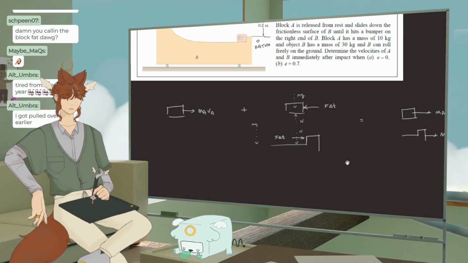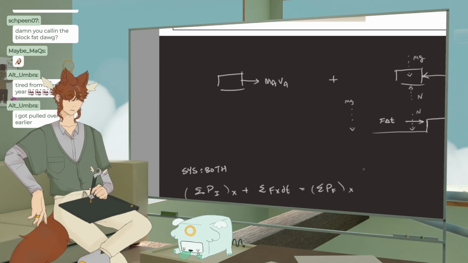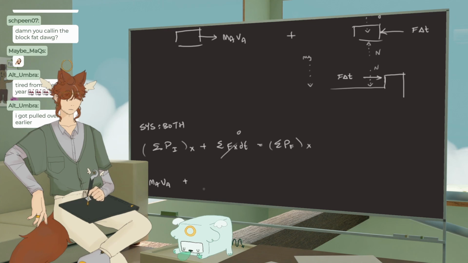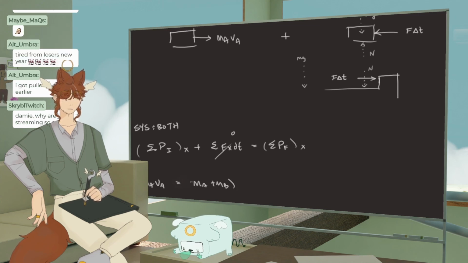Okay. So we need to write some equations. We're gonna do conservation, system both. We're gonna do delta pi x plus delta fx dt equals delta pf x. Alright, so we have MA VA plus nothing. I can't erase. Wait, it's okay. I can erase this way. That's not optimal, but it's okay. So MA plus MB, B prime.